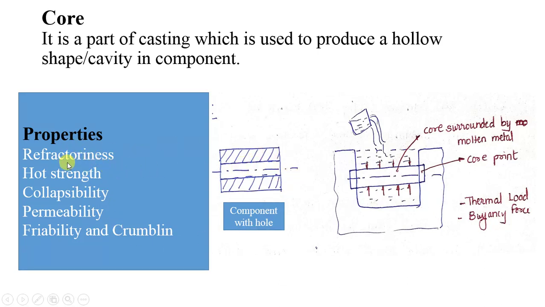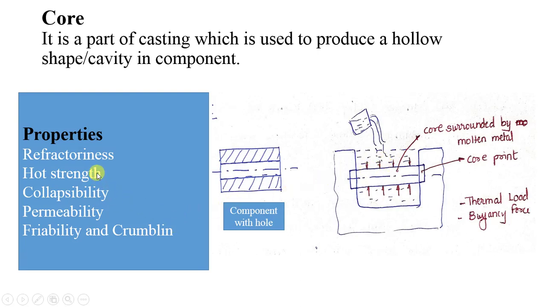So for this, let us see what properties the core should have. First is refractoriness. Refractoriness is nothing but you can call it resistance against the heat. As it comes in contact with molten metal from all sides, it should have good refractoriness compared to the mold sand. In mold sand, only one side of the wall comes into contact with heat, but in the core, all sides will be coming in contact with molten metal, so it should have more refractoriness, or good resistance against the heat.